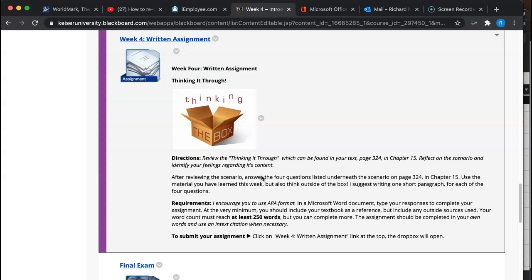It should be in APA format, like I said: a separate title page, body of your paper with in-text citations, and a separate reference page. It should be double spaced in one of the approved fonts from the 7th edition of APA. It should be on a Word document. If it's not on a Word document, I'm not going to grade it. So make sure that it is on a Word document. And it should be at least 250 words in length.